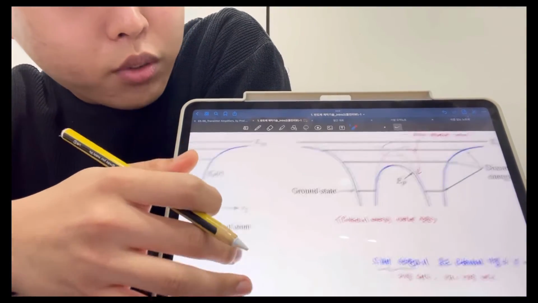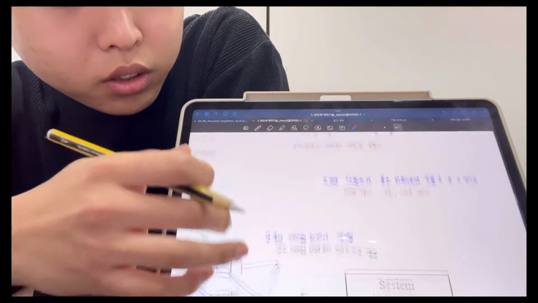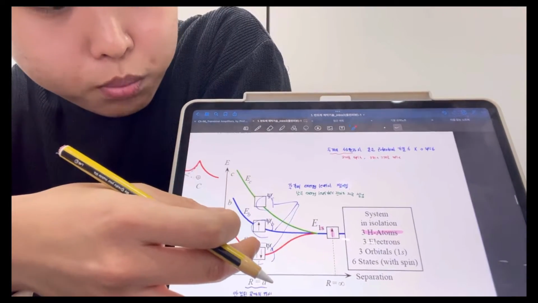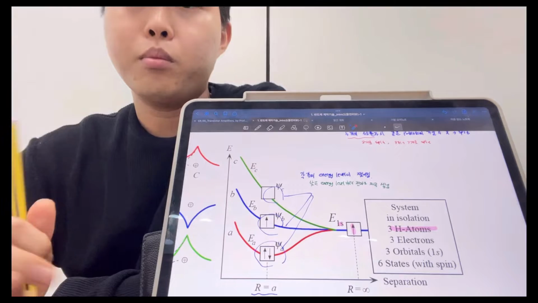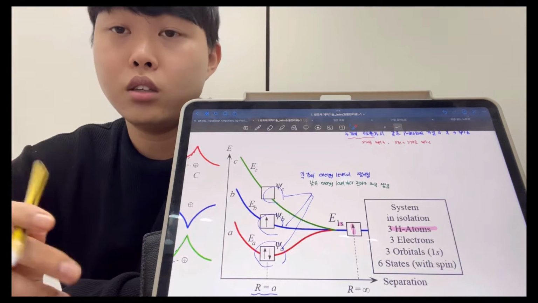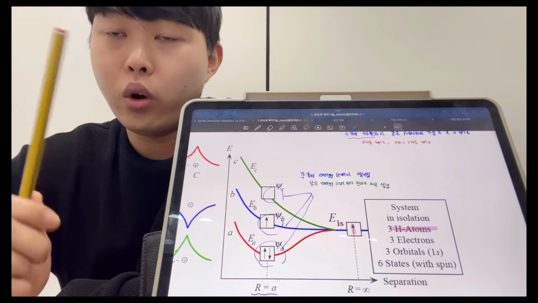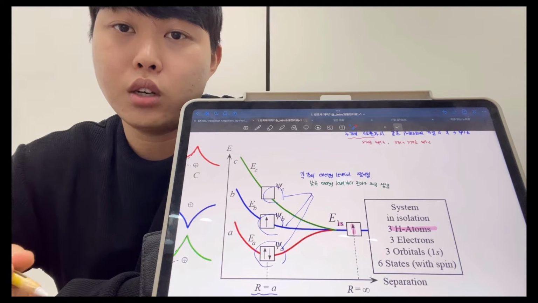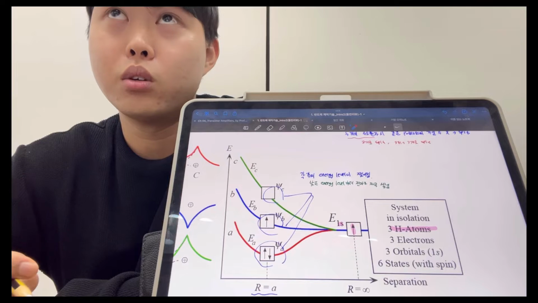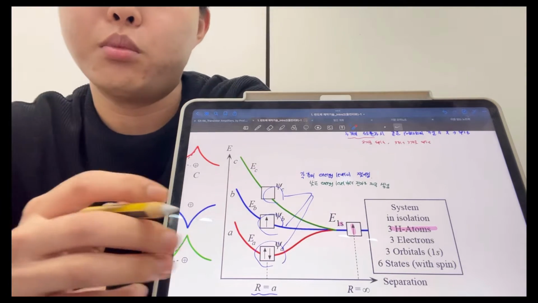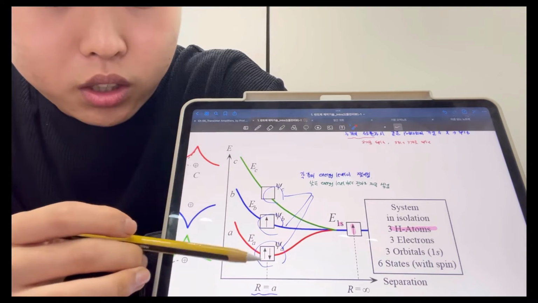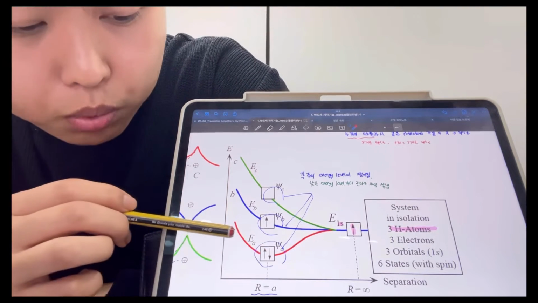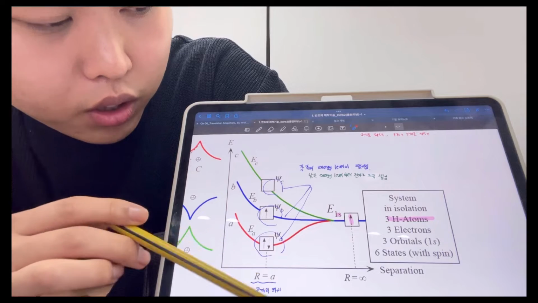Now we are going to have a look at 3 hydrogen molecules bonded together. Before, we looked at one hydrogen molecule, but now we are going to look at 3 hydrogen molecules. If 3 hydrogen molecules bond together, the lowest energy level gets stacked from the lowest point. So let's have a look at it.